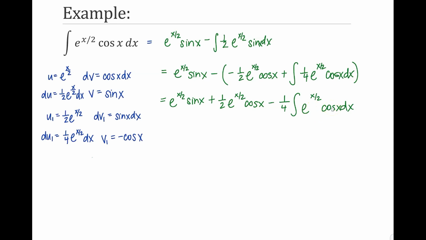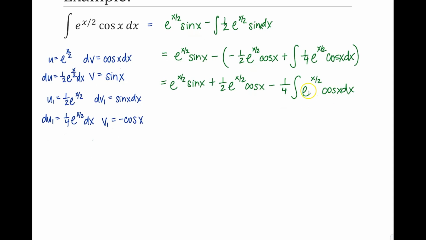And we do, so we kind of went in a circle, because if you look at the original integral, we basically have that again. We have e to the x over 2 times cosine x. Just this time we have a coefficient in the front. And so that's why it's called the circular type of problem here, because we did kind of end up where we started.